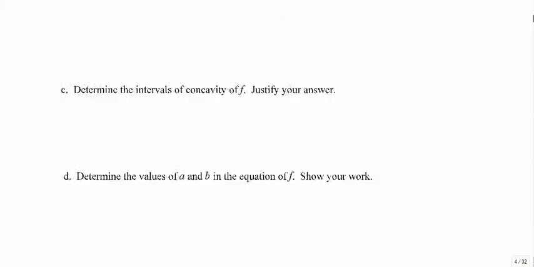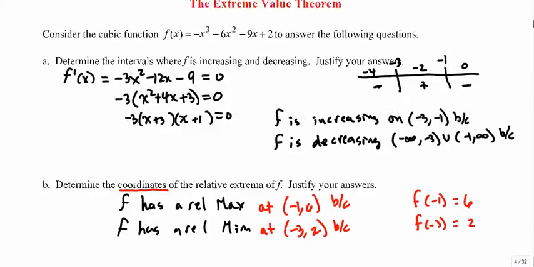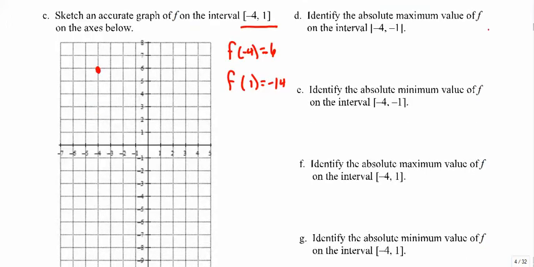All right, now earlier I found out that I had a relative minimum at -3, 2, and a relative maximum at -1, 6. So now I can get a rough idea of what this sketch looks like. Okay, something like that.